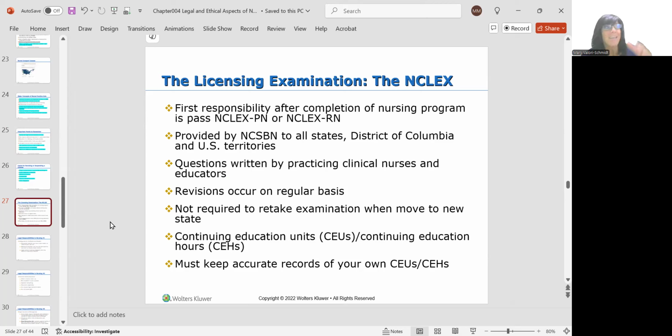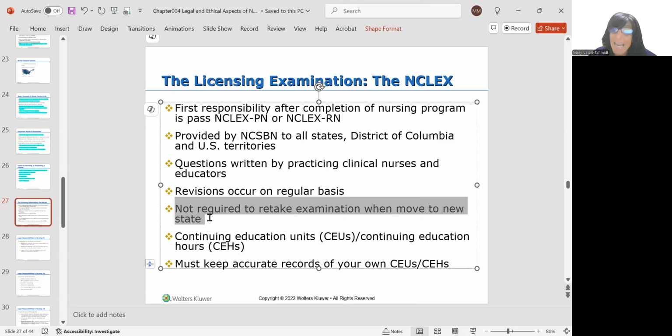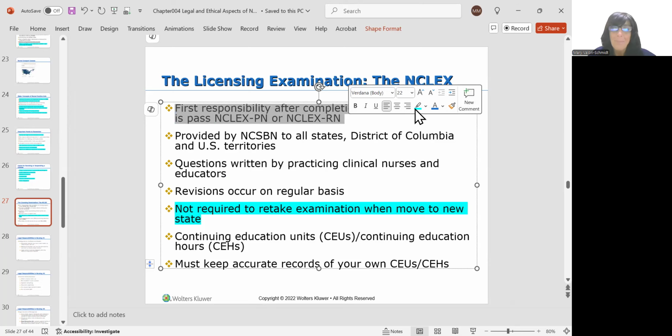So don't ask anybody that's already taken it, hey, how was the NCLEX? Because for them, they may say, oh my God, it was so hard. Somebody else may say, oh, it was a breeze, it was so easy. As long as you know what you need to know, you're going to pass, okay? And know this, if you move to a different state, you don't have to retake the exam. You can just get a license in that state via reciprocity or get a multi-state license. Okay, so that's that.